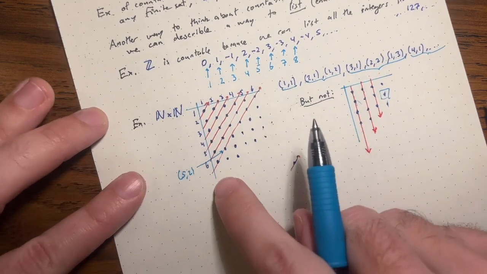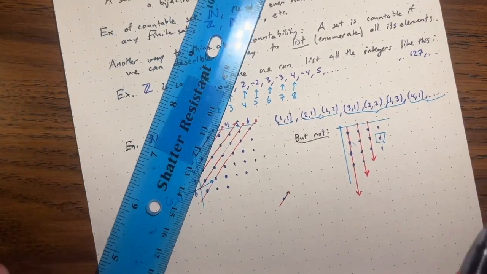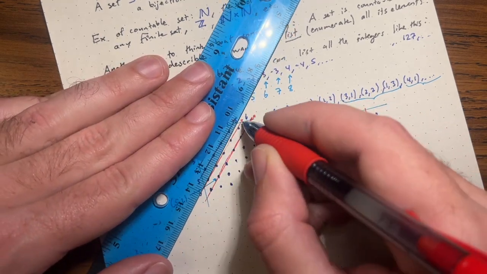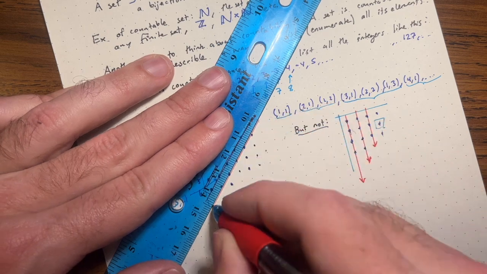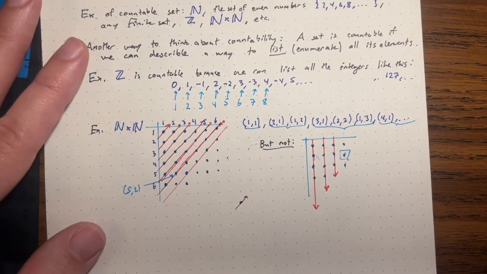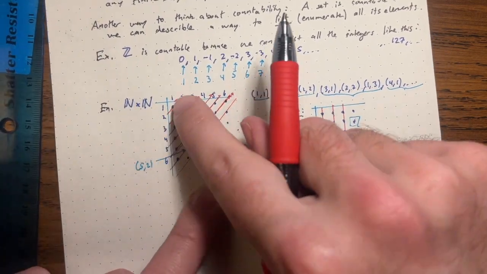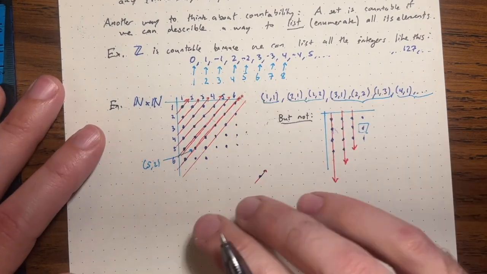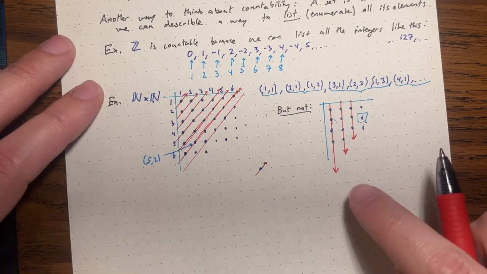Whereas this method does. This really is going to sweep through all the elements. Let me make these a little bit nicer. This is going to hit every element, right? So that's why we use this diagonal strategy of listing all the elements. Okay, so hopefully that makes sense here.